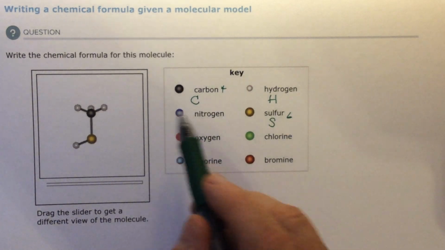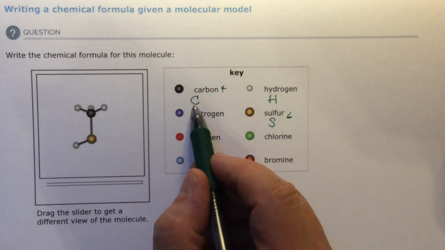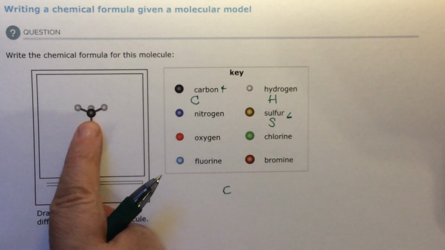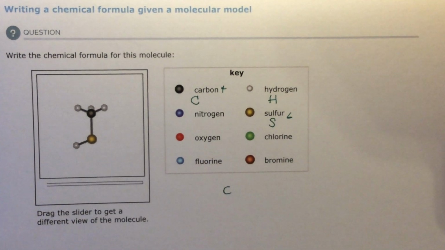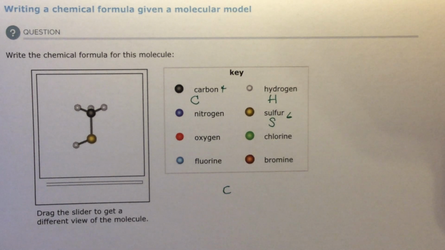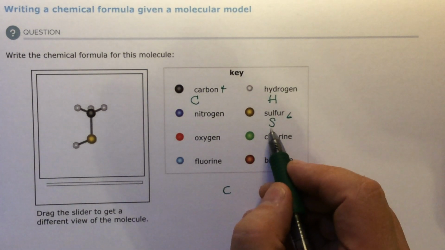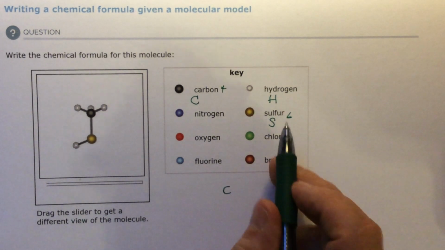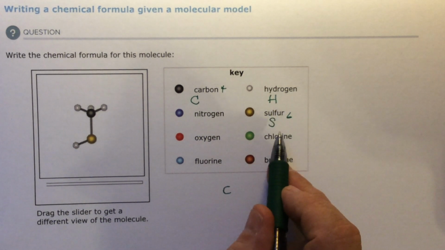With all of that, you're going to do group 4 first. This is carbon, and there's one carbon, so we're not going to write the number one. The subscripts tell you how many of these there are. If it's one, you just ignore it and call it C. Group 6 is sulfur, so it's going to be last because hydrogen comes before group 6.